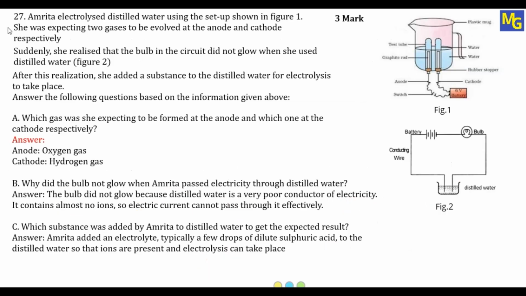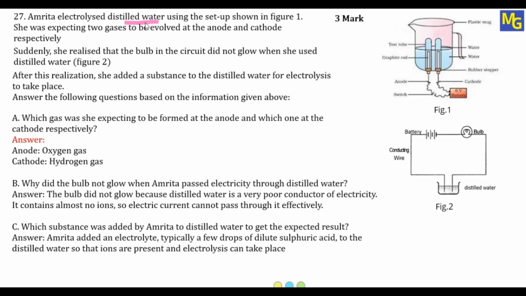So the next is question number 27. This also carries 3 marks. So we will read the question. Amrita electrolyzed distilled water using the setup shown in figure 1. So this is figure 1 which is here, and by using this setup, Amrita has electrolyzed distilled water. Electrolyzed means by using electric current she has broken distilled water.